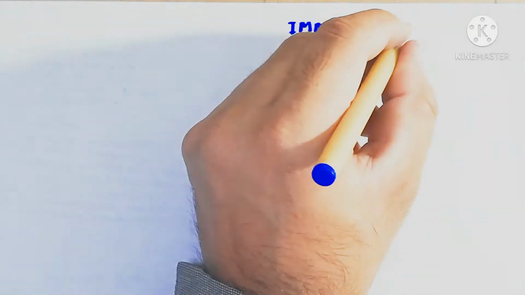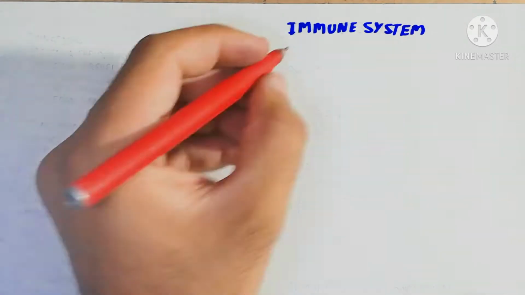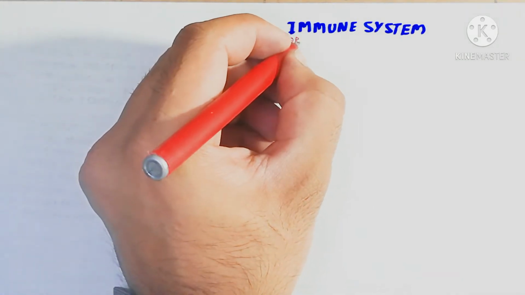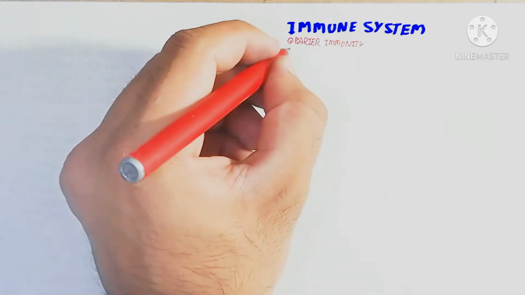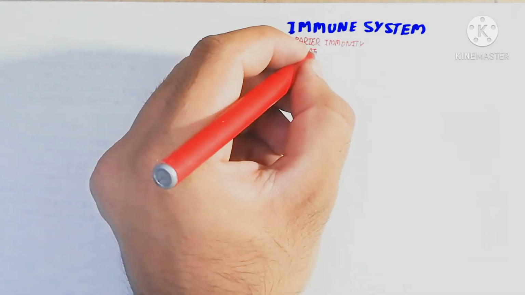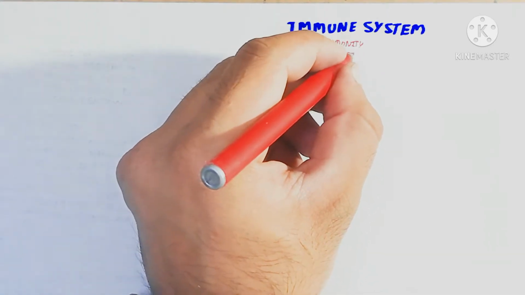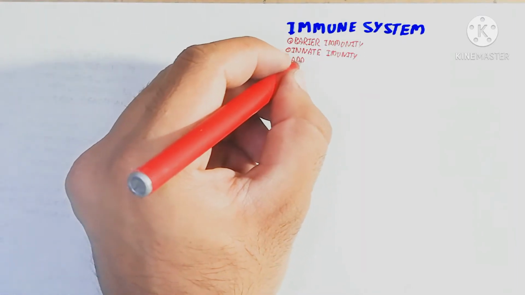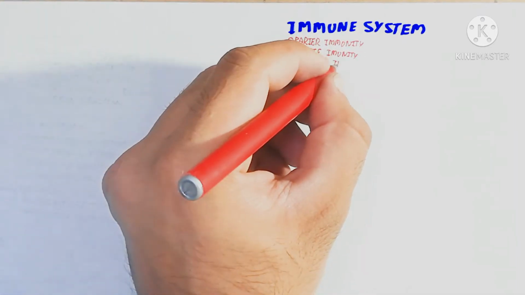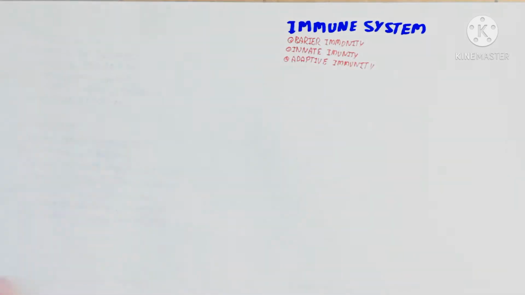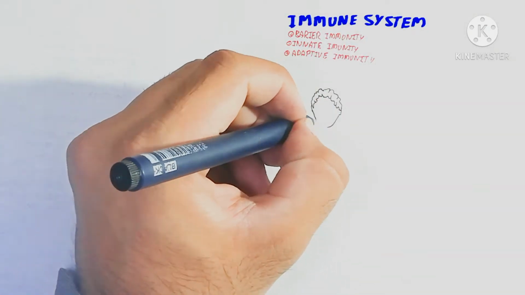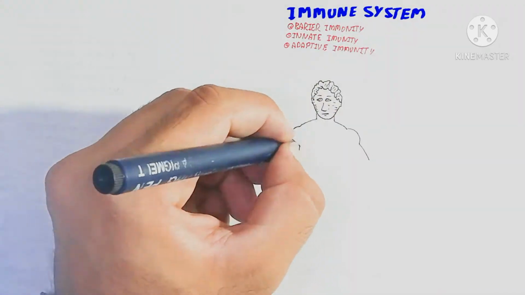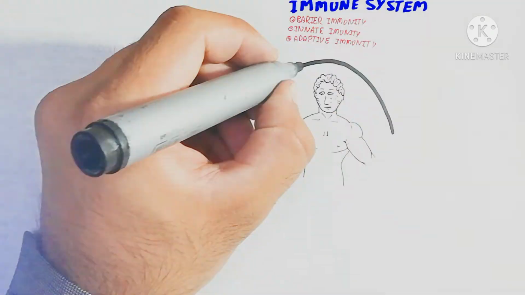So today we will discuss the immune system. I will try to simplify the immune system, and I can classify it into three lines of defense. First of all is the barrier immunity, the second is the innate immunity, and the third one is the adaptive immunity. We will discuss step by step to understand the concept of this immunity.